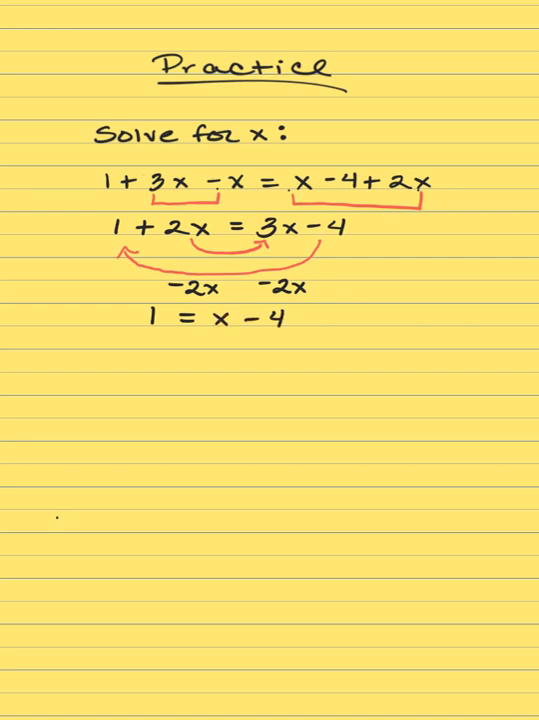To bring that negative 4 over to the left side, since it's being subtracted, I'll do the opposite and add it to both sides of the equal sign. And I have 5 equals x. So x equals 5 is my solution to this equation.